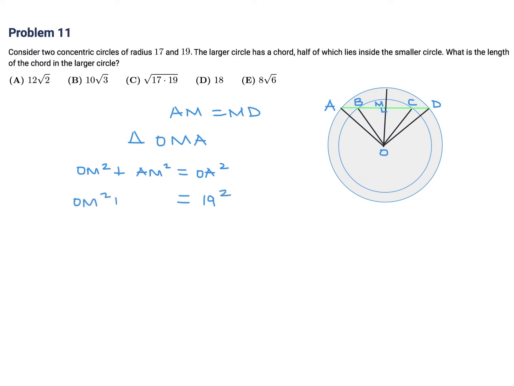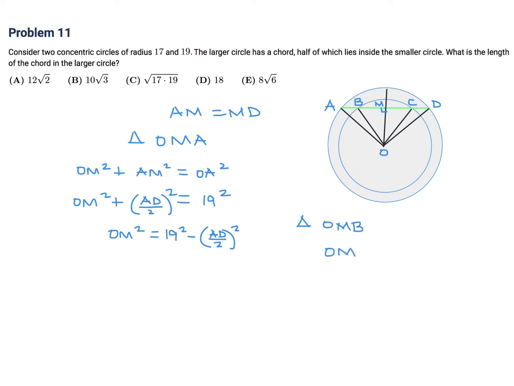OM, I don't really know much about, but AM, I do know, is the full length, which is AD, divided by 2. And that's entirely from the question stem. Okay, so then that means that OM squared would be 19 squared minus AD over 2 all squared. Got it? And then in a very similar way, we're going to do the same kind of thing on triangle OMB. OMB this time, the smaller triangle.